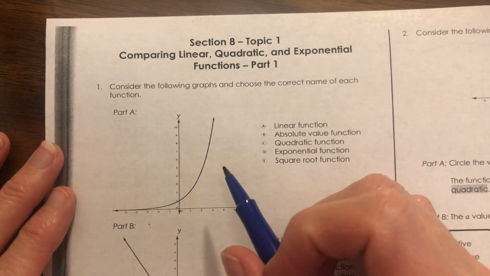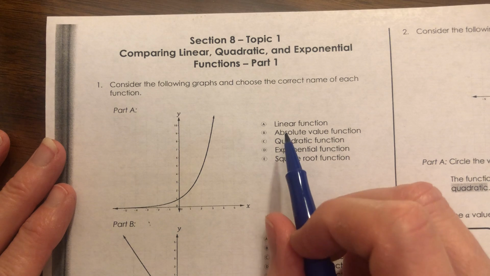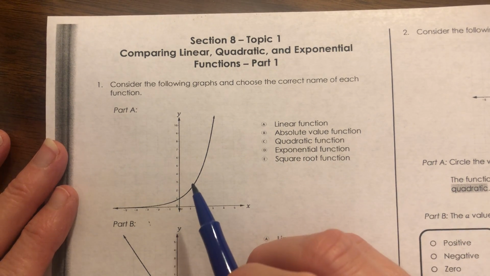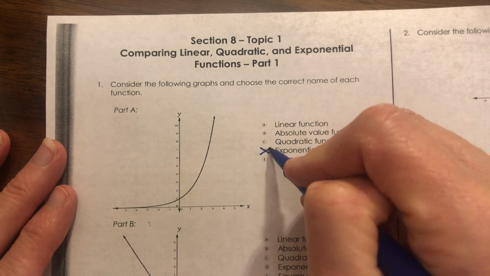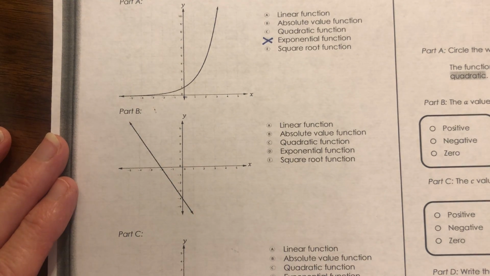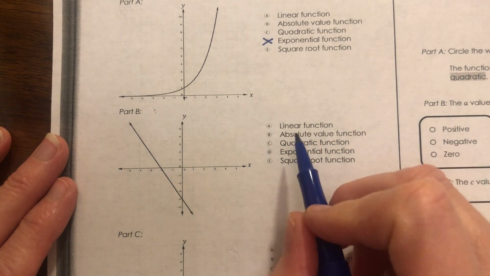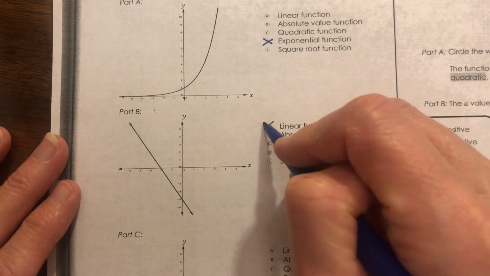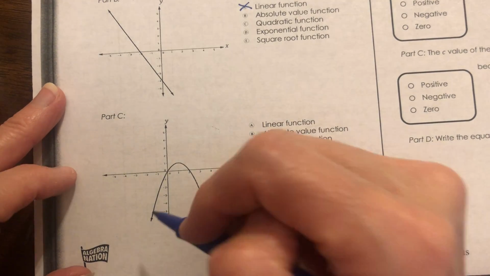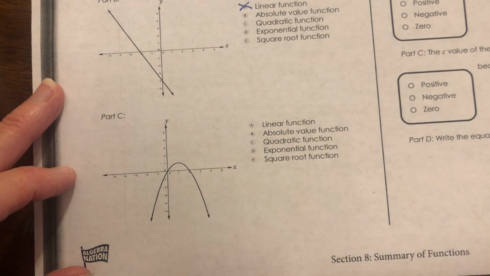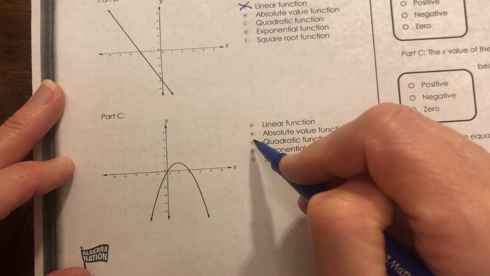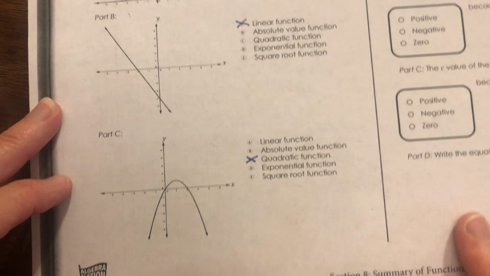So the first one, what type of graph is this? Is it linear, absolute value, quadratic, exponential, or square root? And the obvious answer seems to be that's an exponential function. All right, look at this one. What do you see? It's a line. Gee, I wonder what that is. Yeah, that's a linear function. You guys are really familiar with those. All right, and look at part C. Here's our U shape. We're so familiar. We worked with those on 2 entire sections of our book, and that would be a quadratic function. So you should be able to recognize those 3.